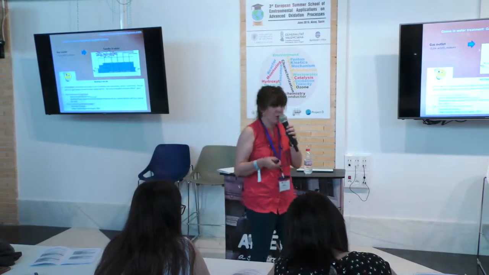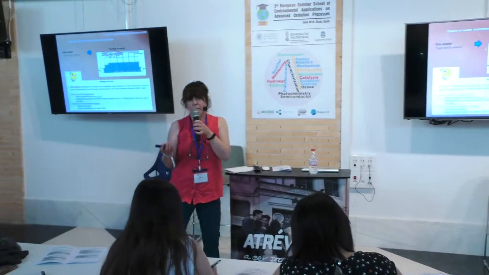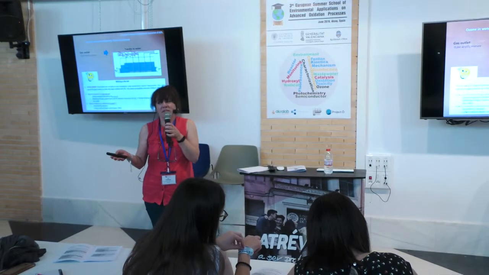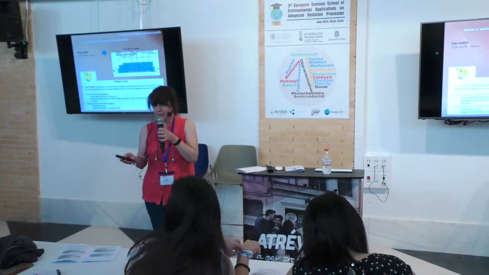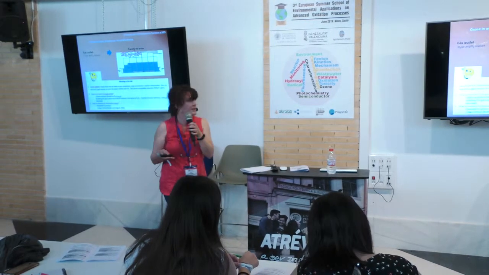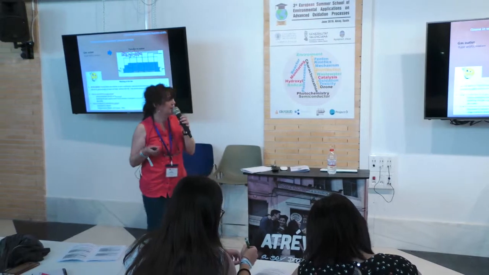In the case of ozone in the liquid phase, you can also use ozone sensors or, at lab scale, the indigo method. That is based on the oxidation of a dye, the indigo trisulfonate, and measuring the loss of color at 600 nanometers.